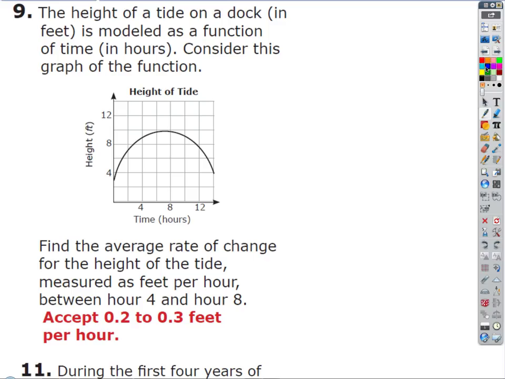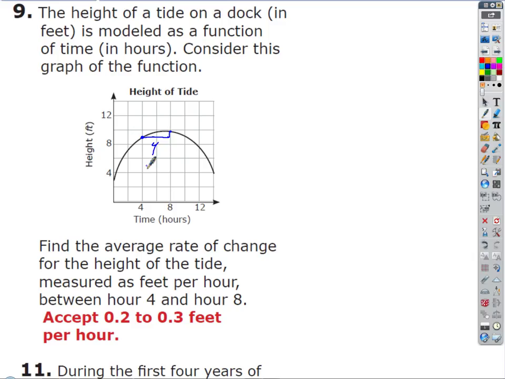So what about this? They want to know what's the average rate of change for the height of the tide measured in feet per hour between hour 4 and hour 8. So at hour 4, we're right there, and at hour 8, we're right there. If we want to know the average rate of change, that just means the slope connecting those points. That's what average rate of change is. It's just the slope of the line connecting, right? That's an important thing to remember. So if we're going from here over to here, let's figure out what the rise and the run are, and that's going to give us the average rate of change. So what's the run from 4 to 8? 4. Okay, what about the rise?